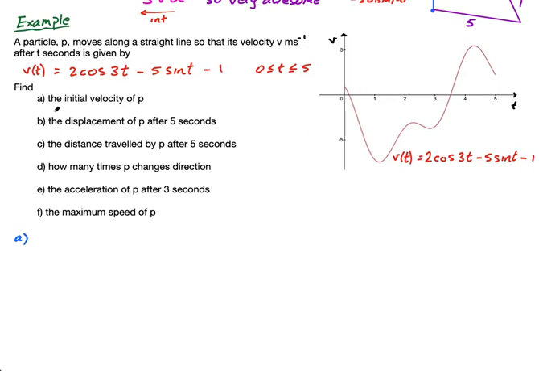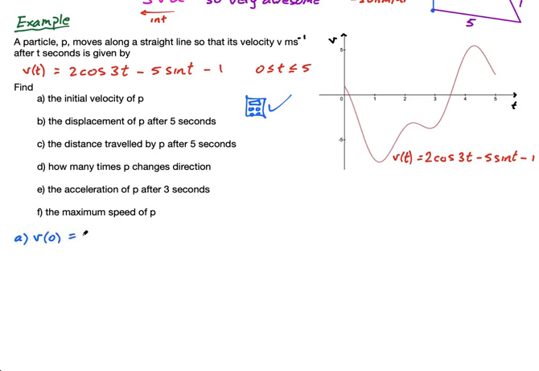Let's do these questions. The initial velocity of P. So initial velocity is when t is 0 at the start. So I'm trying to find v of 0. Now this is a calculator allowed question. So we are allowed to use our calculator. But I'm going to show you how to do this without a calculator because it's straightforward.